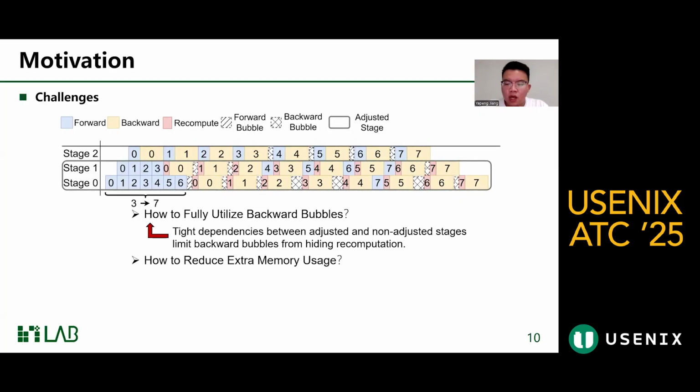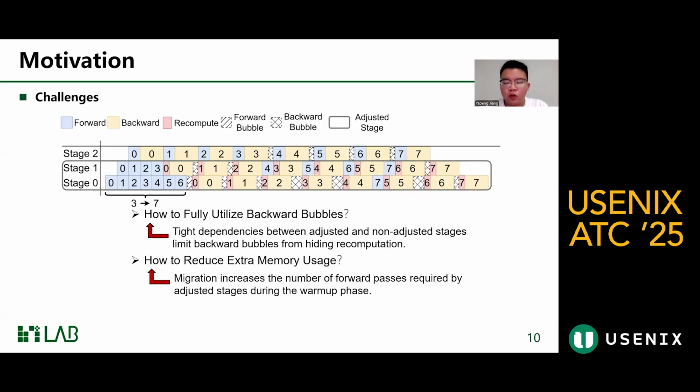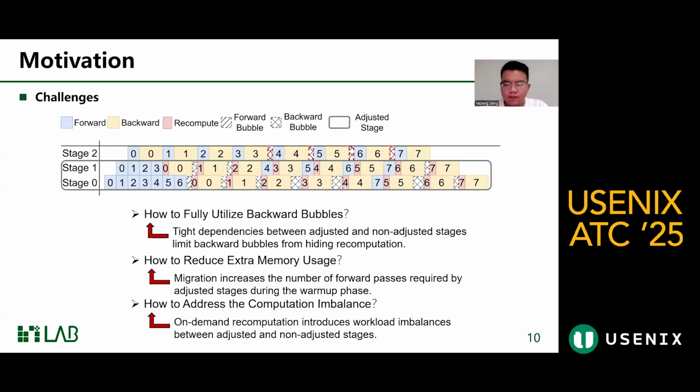Second, how to reduce extra memory usage. As shown in stage 0, the number of forward passes in the warm-up phase increases from 3 to 7 due to the forward pass aggregation, which raises activation memory usage. Third, how to address computation balance. In stage 2, we see many new idle bubbles. This imbalance is caused by on-demand recomputation, which increases the workload for adjusted stages while leaving others underutilized.